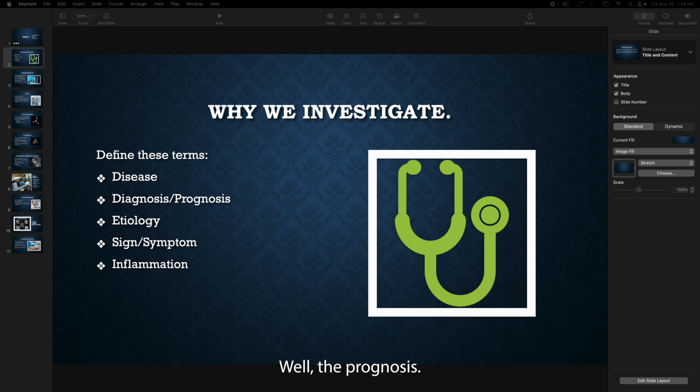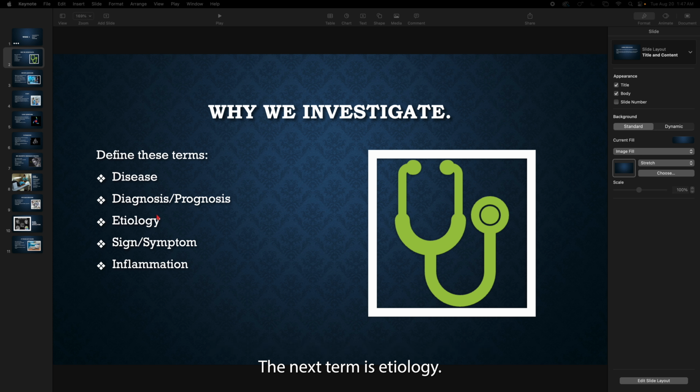Well, the prognosis refers to the expected outcome, what's likely to happen, right? So that could be impacted by a bunch of things: how soon we catch the disease, how soon we start treating it, the severity of the disease, what type of disease, which organs are impacted, the type of treatment, that kind of stuff, right? And that will impact the likely outcome or the prognosis.